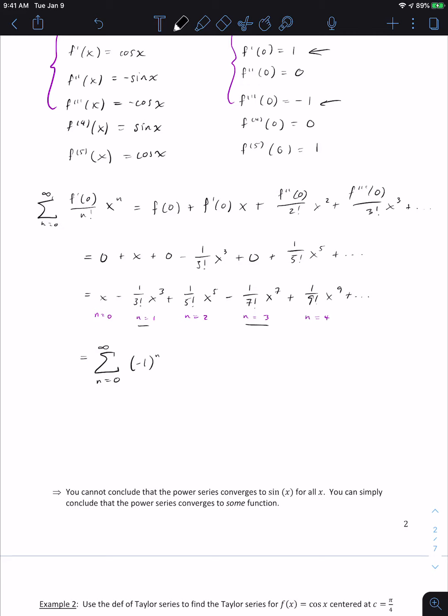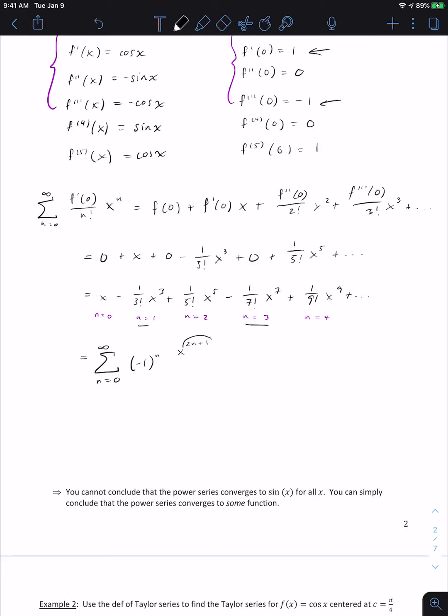So what's the relationship between 2 and 5? Well, I multiply it by 2 to get 4, and then I add 1. What's the relationship between 3 and 7? Well, I multiply 3 by 2 and then add 1. So every time, what I'm doing here is taking x to the 2n plus 1.